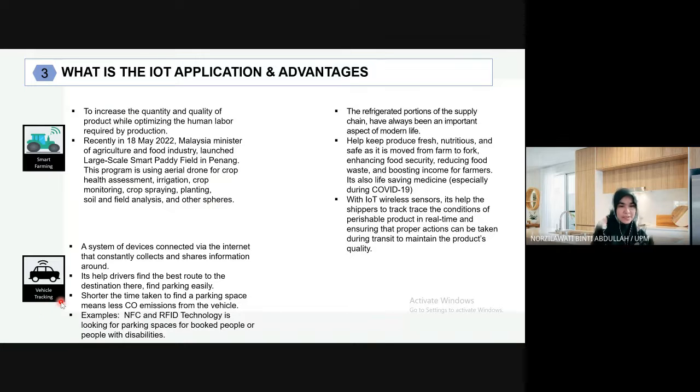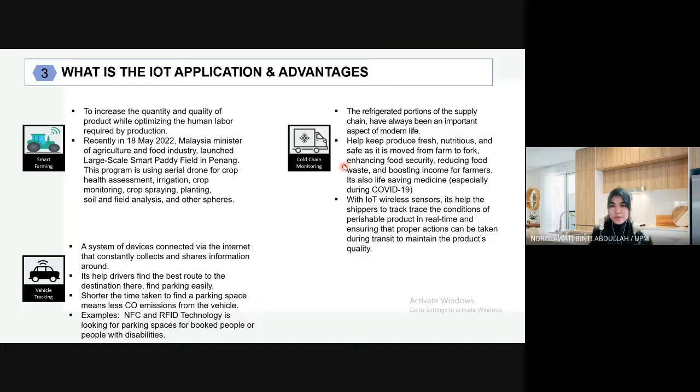For vehicle tracking, a system of devices are connected via the internet that constantly collect and share information around, where it will help the drivers to find the best route to their destinations and also to find parking easily. The shorter time taken to find a parking space will also reduce the carbon dioxide emissions from the vehicles.